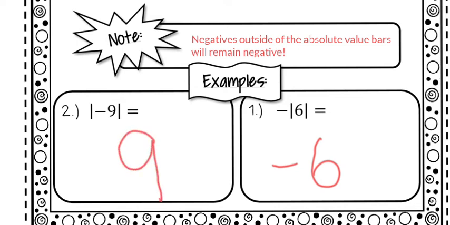Now let's look at the outside of the absolute value bars. There is no negative, so our answer is going to stay positive. So the absolute value of -9 is 9.